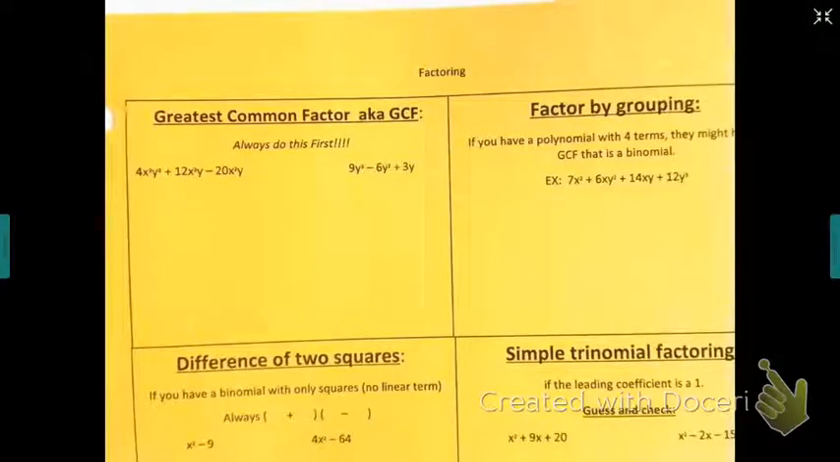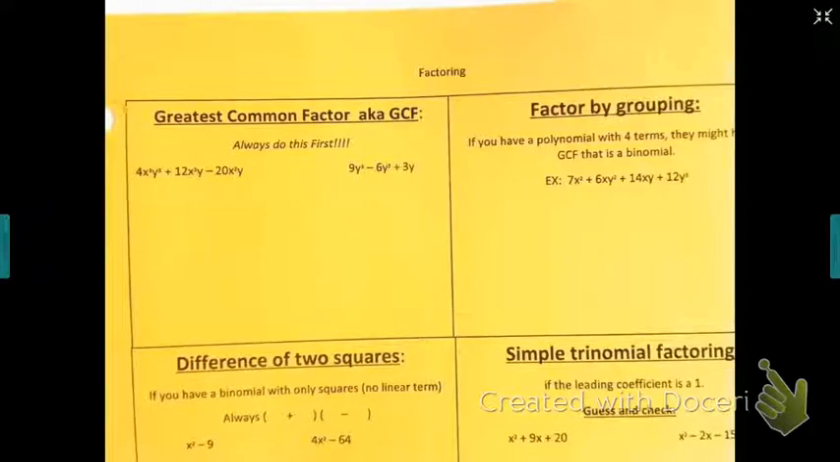So with factoring, what you're trying to do is find two things that multiply to give you that. So it's sort of backwards from multiplying. And GCF is the most common way to factor, and that's only if there is a GCF. A GCF is a greatest common factor. With the greatest common factor, you're looking for something that goes into everything that you see. Okay?